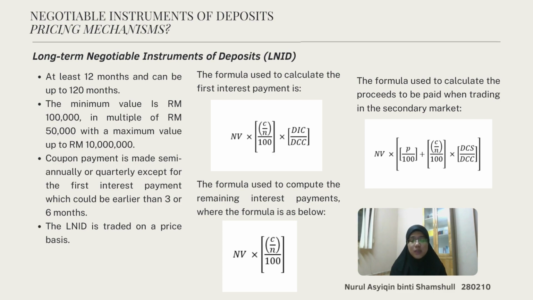where NV is the nominal value, C is the coupon rate, and N is the frequency of coupon payment per annum. Lastly, below is the formula used to calculate deposit to be paid when trading in the secondary market, where NV is the nominal value, P is the price, C is the coupon rate, N is the frequency of coupon payments per annum, DCS is the number of days between the last interest date and the settlement date, and DCC is the number of days in the current interest period.